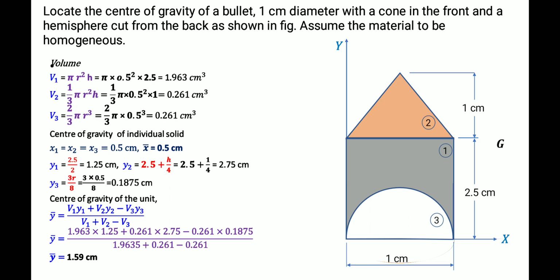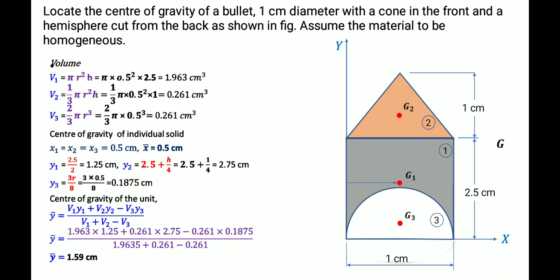Then we have to find x1, x2, x3, y1, y2, y3. Then we will find the answers. So here are the local centroidal points. This is G1. G1 means the center of gravity point of the first section, the cylinder. Then G2 is the center of gravity point of the second section, the cone. Then G3 is the center of gravity point of the hemisphere.